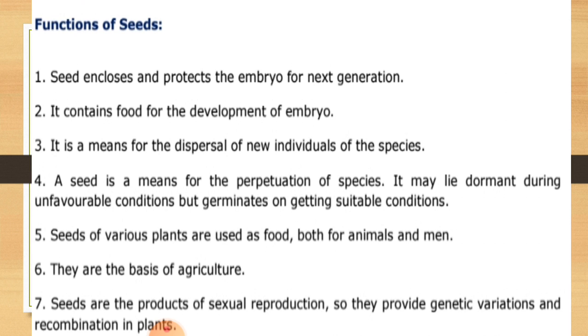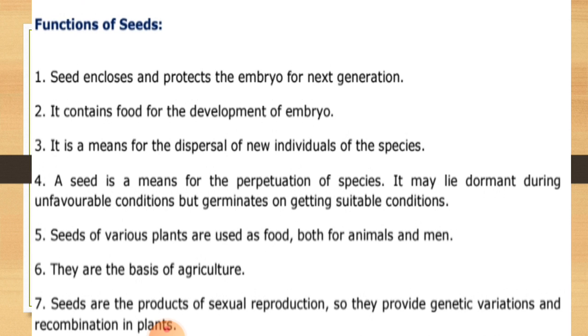Seeds of various plants are used as food, both for animals and men, such as cereals and wheat. They are all seeds and they are used as food. They are the base of agriculture. Agriculture depends on the seed. When seeds germinate, new plants grow, so the basis of agriculture is the seed.